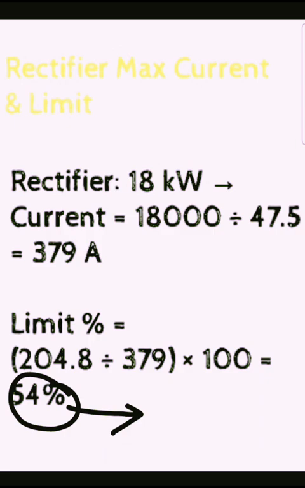Is this 54% we will set in the rectifier? So we go to the rectifier and scroll to the menu where we have the rectifier group, and we'll see the current limit. Then we can type in and punch in 54% into the rectifier system.